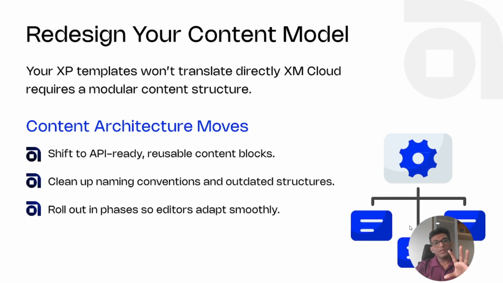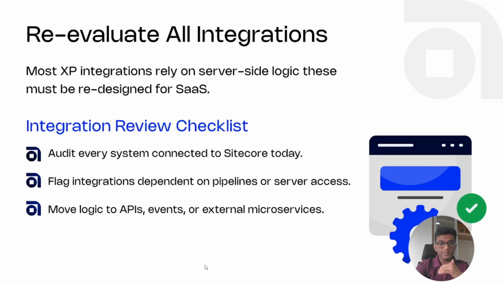In XP, many content models were built around pages. So if you know very well, if you work in XP, everything is built around pages. That's how the old world works. But in XM Cloud, the world becomes truly headless. Content becomes global and modular, reusable pieces that can live anywhere. Your website, mobile app, digital screen, anywhere. So that's the reason the content model is totally different from XP. Then we have to consider that as well.